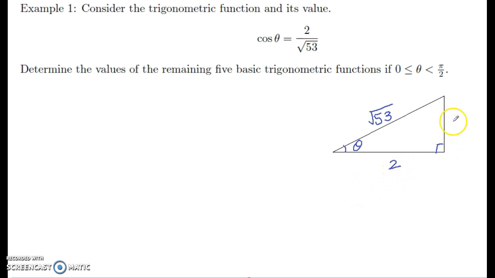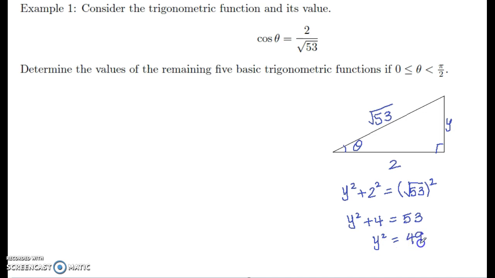So we have, let's call this y, y squared plus 2 squared equals square root of 53 squared. It means y squared plus 4 equals 53. So y squared equals 53 minus 4, which is 49.